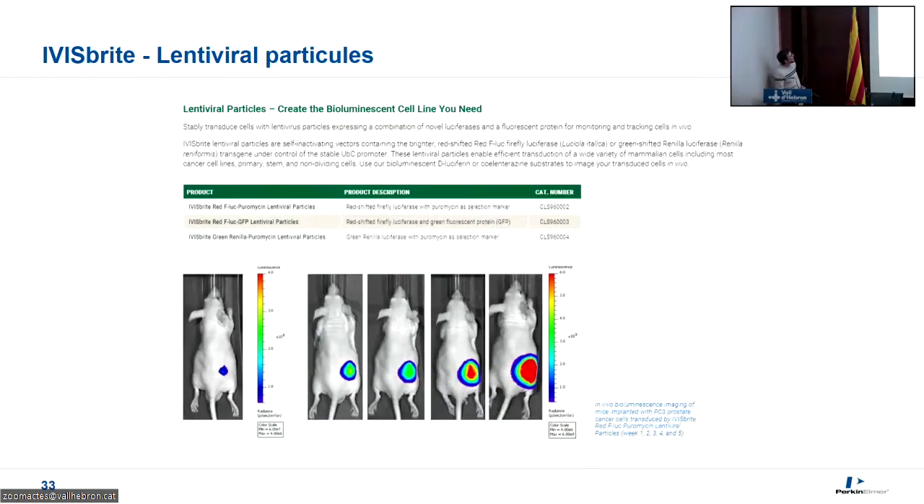We also have lentivirus particles. If you want to create your own cell line, you can use those lentiviruses to make your cell line express luciferase. We have different selection markers. One is using puromycin as a selection marker. The other one is using GFP, if you want to use FACS for cell sorting. We also have a lentivirus not using red efflux, but using Renilla, if you want to do dual imaging.